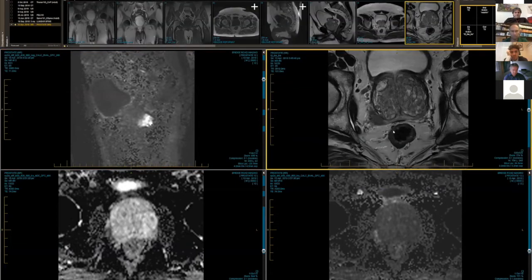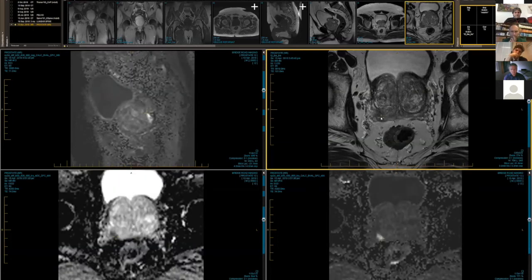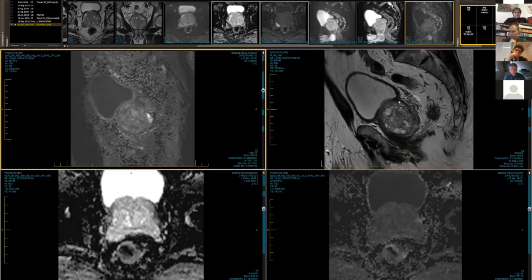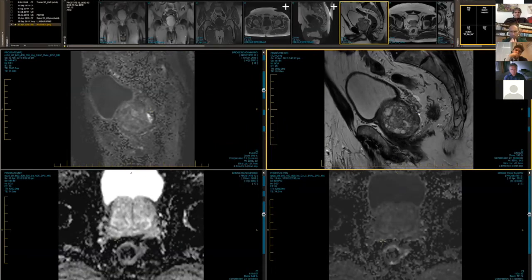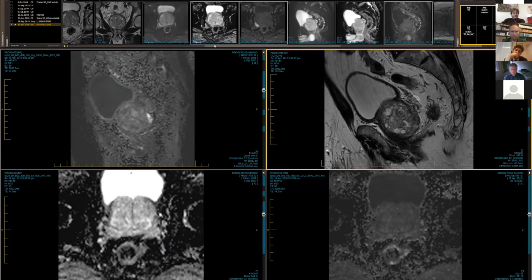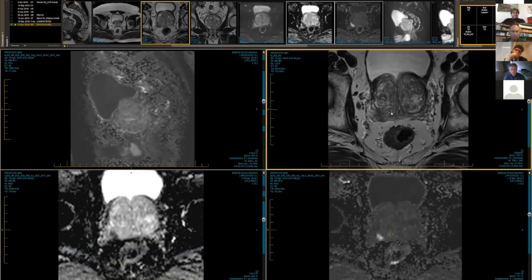If you look at this most superior location here, this is where the seminal vesicles are. I wasn't sure whether the right seminal vesicle was involved or not. On the sagittals, this is the seminal vesicle here. It's right adjacent to it, but I'm not completely sure whether the seminal vesicle is involved on the right. But I am sure that there's extracapsular extension. Going back to the T2s, they are by far the best to look at that.